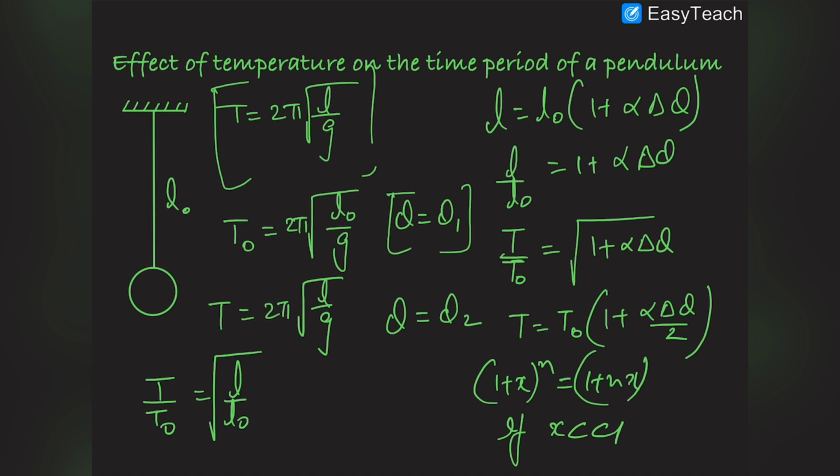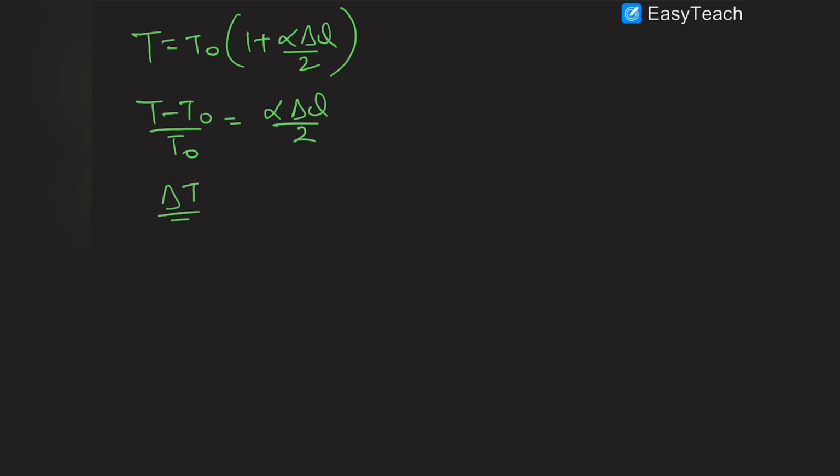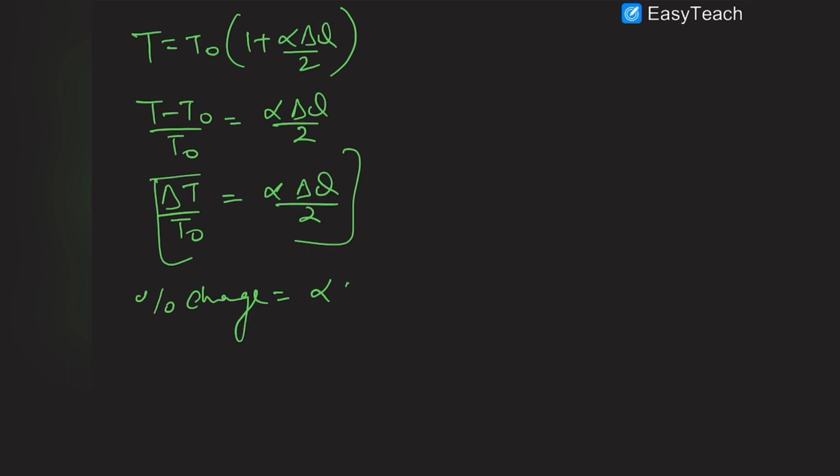So now T is equal to T₀(1 + αΔθ/2), and (T − T₀)/T₀ is equal to αΔθ/2. So this is ΔT by T₀, and it is equal to αΔθ/2. Now this is the fractional change in time period, or we can also find the percentage change in time period. So the percentage change in time period is αΔθ/2 into 100.